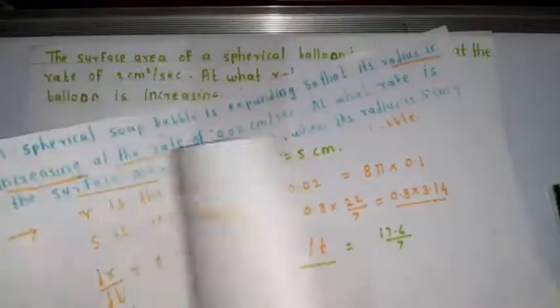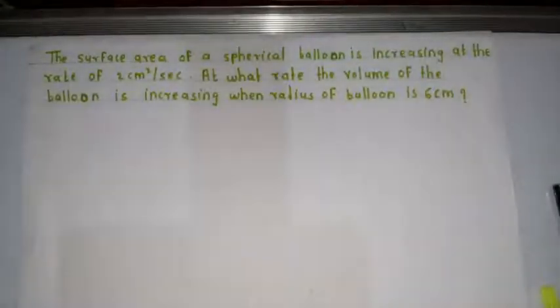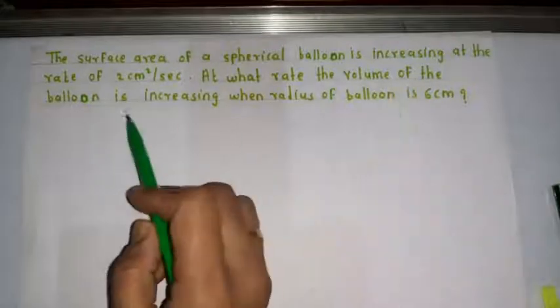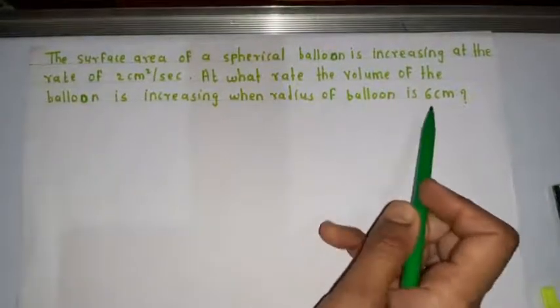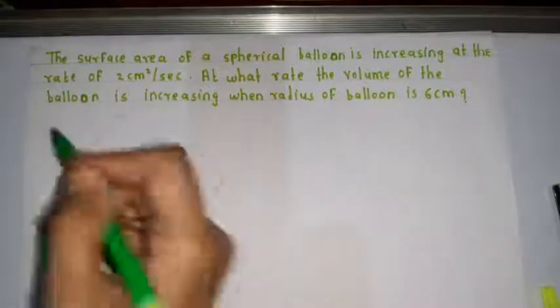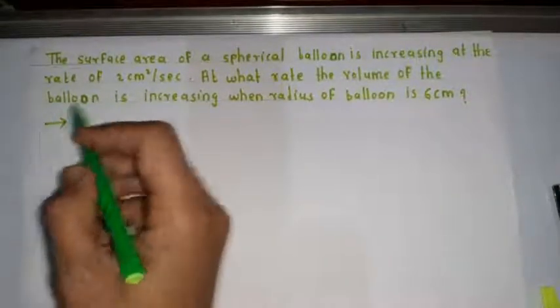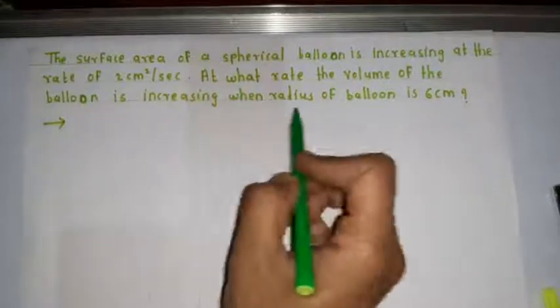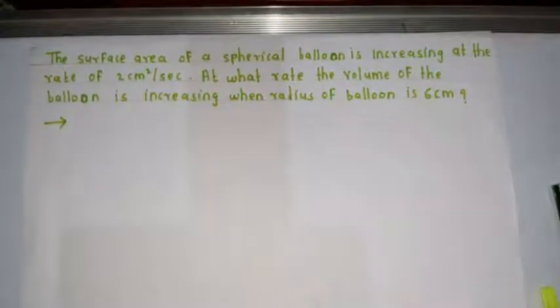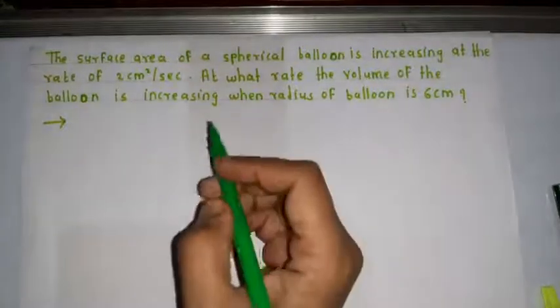Now the next problem is: the surface area of a spherical balloon is increasing at the rate of 2 square centimeter per second. At what rate is the volume of the balloon increasing when the radius of the balloon is 6 centimeter? Again, the shape is spherical, but the problem is slightly different here. Volume is also there.